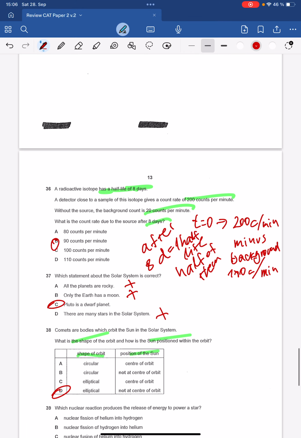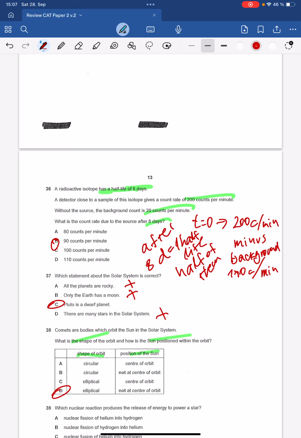36. A radioactive isotope has a half-life of 8 days, which means every 8 days its concentration is reduced in half. A detector close to a sample of this isotope gives a count rate of 200 counts per minute. Without the source, the background count is 20 per minute. What is the count rate due to the source only after 8 days?